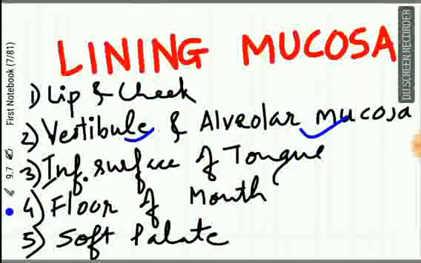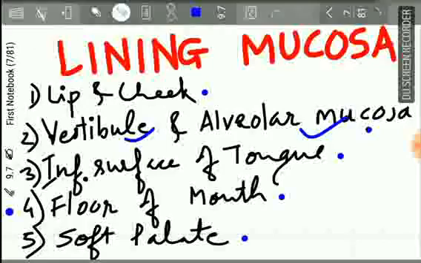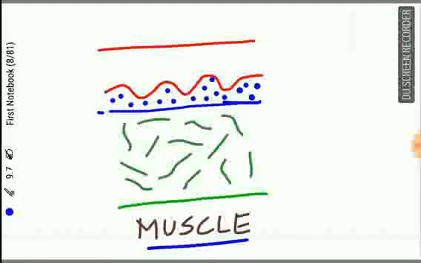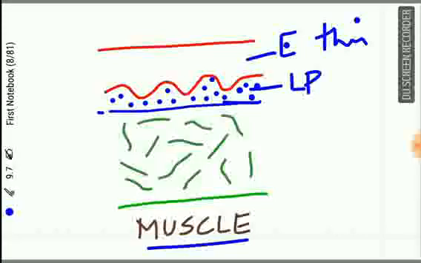Now the lining mucosa of the oral cavity comprises the lip and cheek mucosa, the vestibule and the alveolar mucosa, the inferior surface of the tongue, the floor of mouth and the soft palate. In the lining mucosa, the epithelium is thin. This red color epithelium is thin. Then below the epithelium, a lamina propria is present, which is thinner than the epithelium. Then a submucosa is present which connects the epithelium and lamina propria to the underlying muscle.